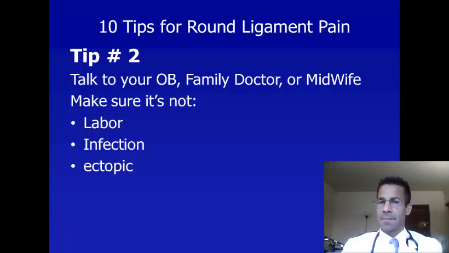And a third type of pain that you make sure whoever's taking care of your pregnancy that you don't have is ectopic pregnancy, where the baby is growing outside of your uterus. This is not usually a cause of pain after 12 weeks, but it is important in all cases to make sure you talk to whoever's taking care of your pregnancy before you're certain that it's round ligament pain that's causing you discomfort.